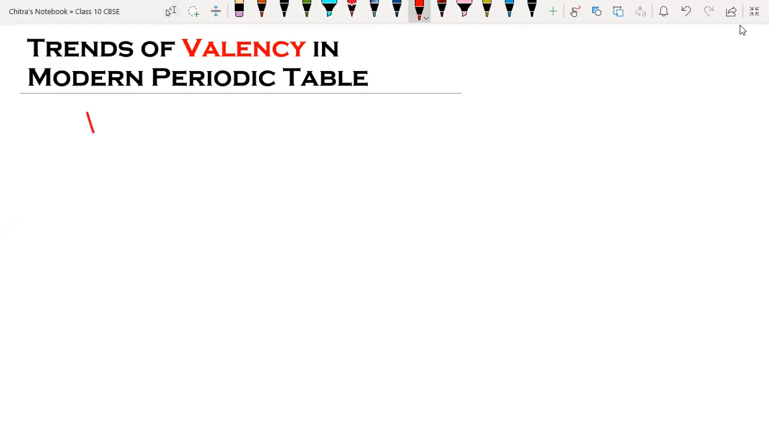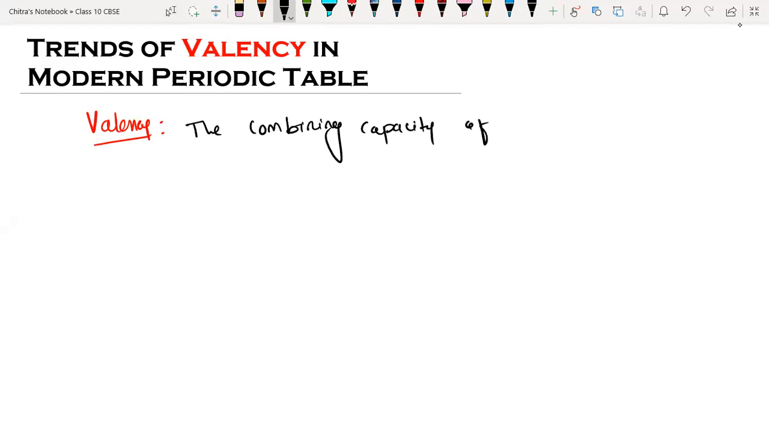Valency is the combining capacity of an element. The combining capacity of an element is called valency.